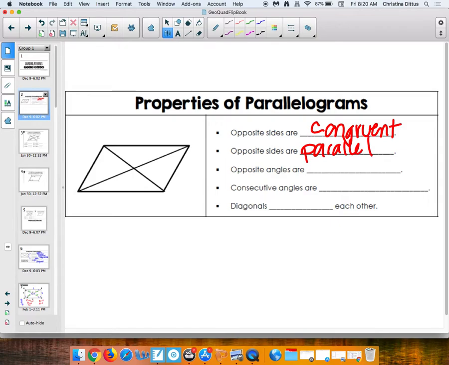What do we say about our opposite angles? Congruent, same, equal. Congruent just makes me feel fancy somewhere. It's just popular, I don't know.